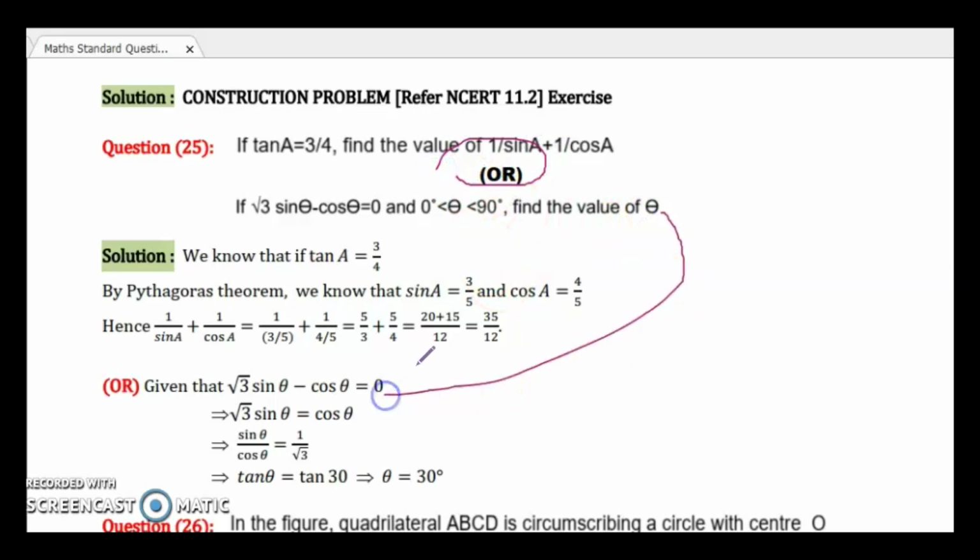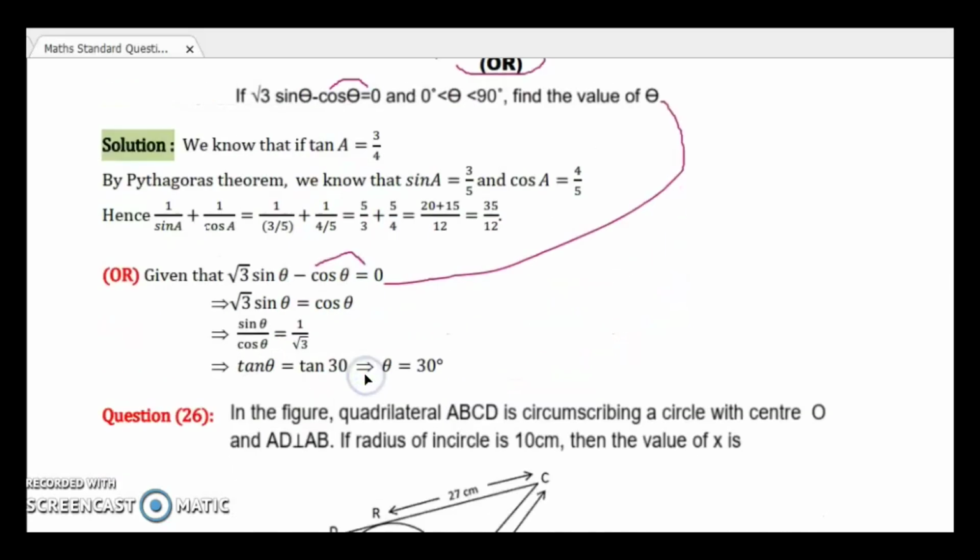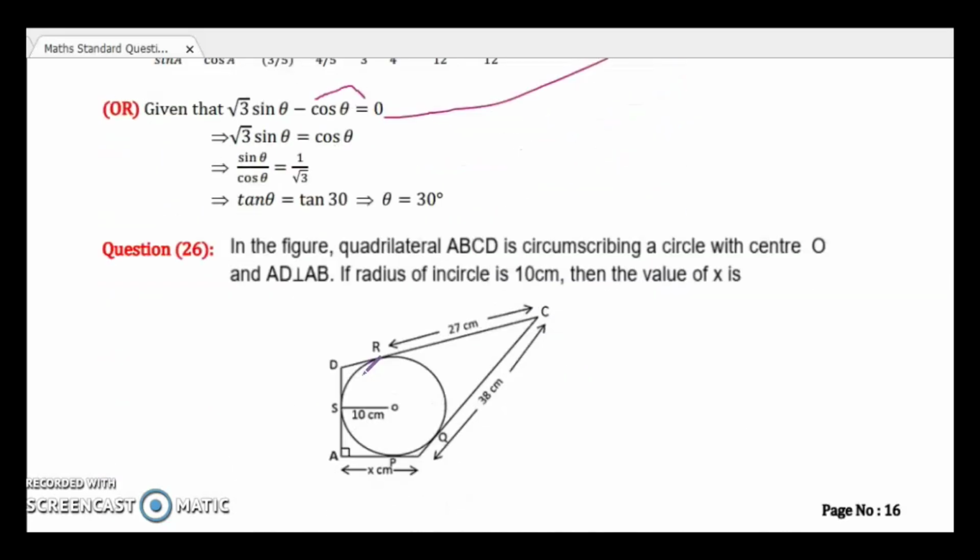What is given here in the other problem? Root 3 sin theta equals cos theta, and 0 is less than theta less than 90 degrees. Find the value of theta. Bring the cos theta to the other side. Then sin theta by cos theta equals 1 by root 3. Rearrange the terms.